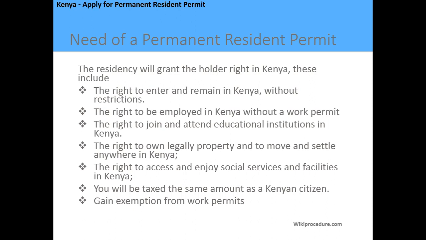You will also be taxed the same amounts as Kenyan citizens, which is fairly lower than foreign citizens, and as we have already mentioned, you will get exemptions from work permits.